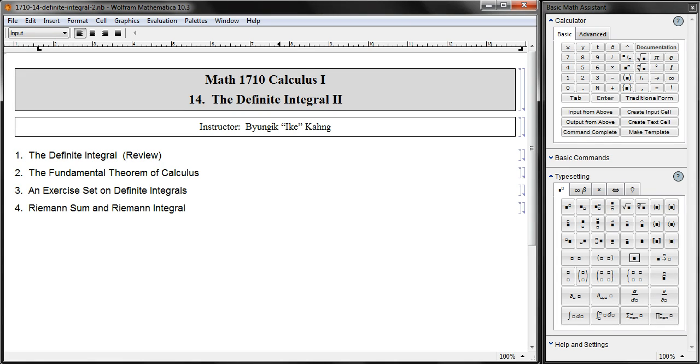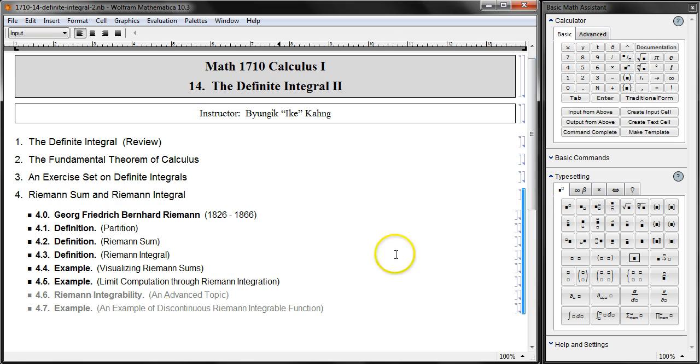Welcome back, students. Now let us talk about an optional topic. We're going to talk about Riemann integrability, and then we're going to talk about some weird example. Basically, we are talking about the last two subsections here. Let's have a bit of a recap.